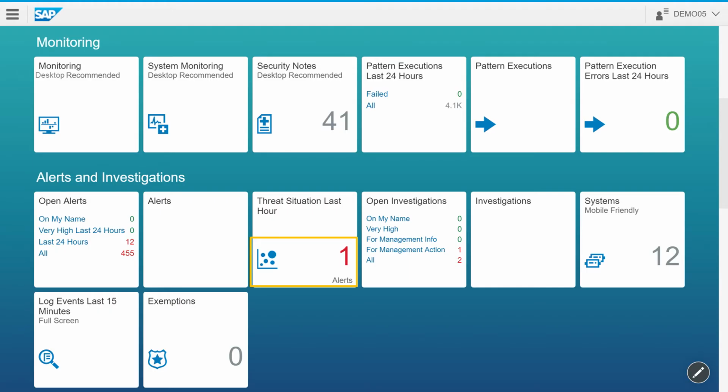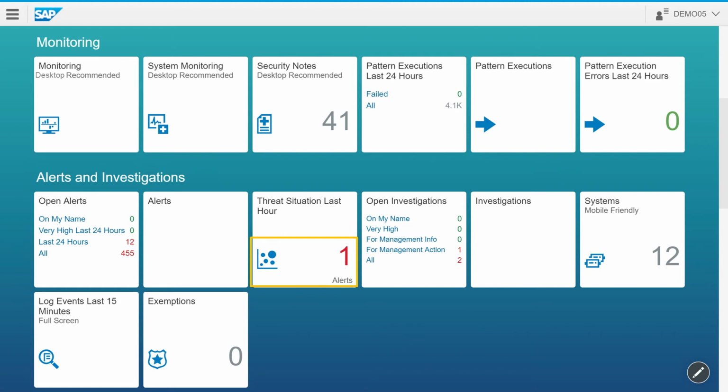This is the Fiori tile screen that comes up with enterprise threat detection so that you can navigate your way through the tool. It is very user-friendly based on Fiori. So you see at the top, you have monitoring, system monitoring, security notes, patterns. You have various reports and charts that you can look at to understand where you are from an attack detection perspective. If we look at alerts and investigations, this line of tiles gives more information around the open alerts that are there, the threat situation in the last hour, and any open investigations that might be there.